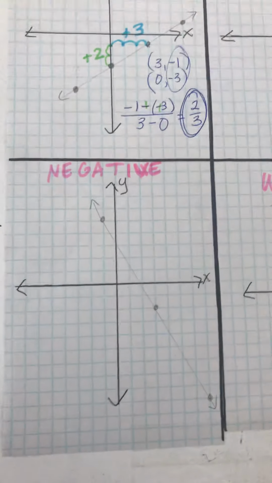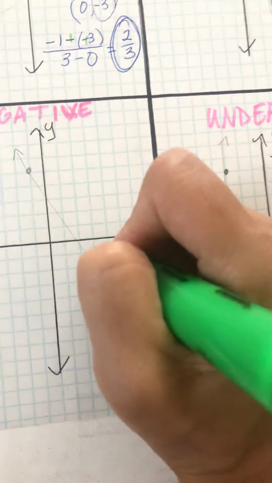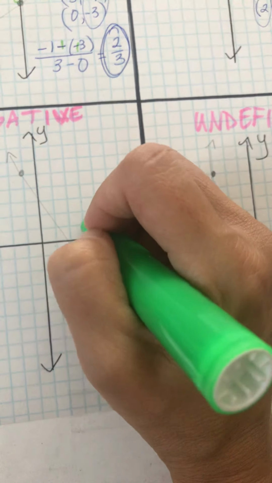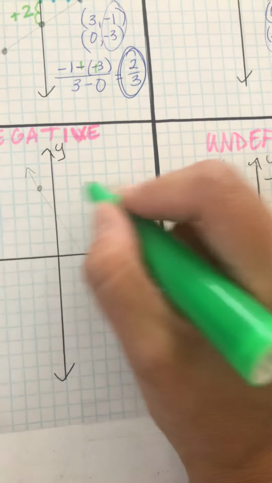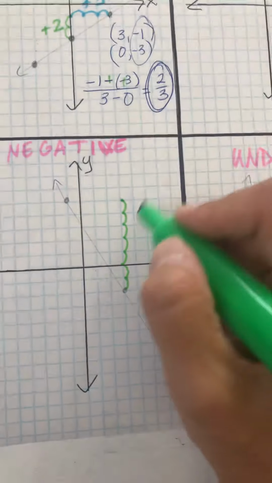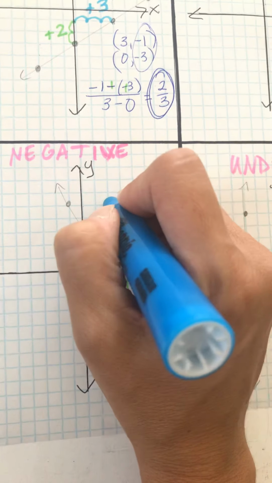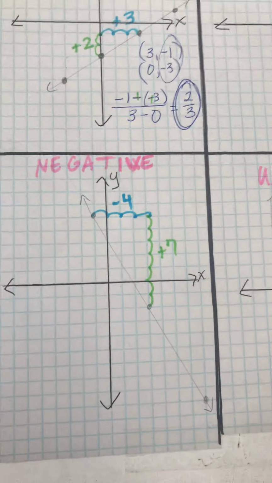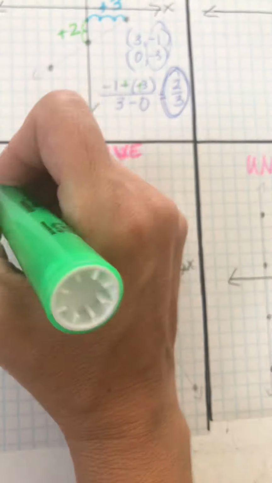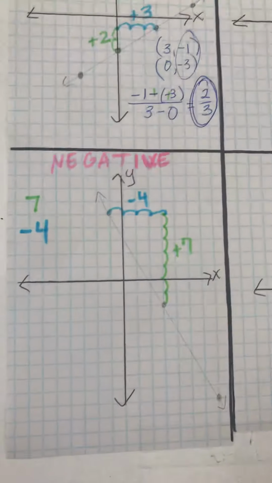Same idea here with the negative. Again, everything's going by 1. So let's say I just go here. I go 1, 2, 3, 4, 5, 6, 7. I stop there because I'm directly across from the next point. And that was up, so that's plus 7. But now I'm moving to the left. 1, 2, 3, 4 jumps, so that's minus 4. So remember our rise all over our run.